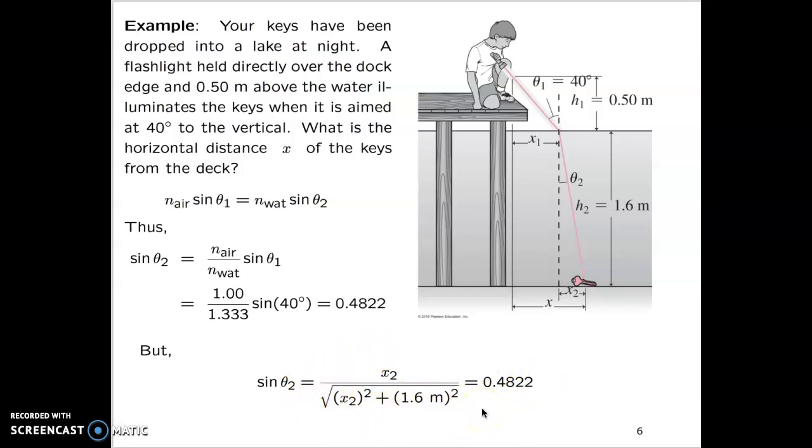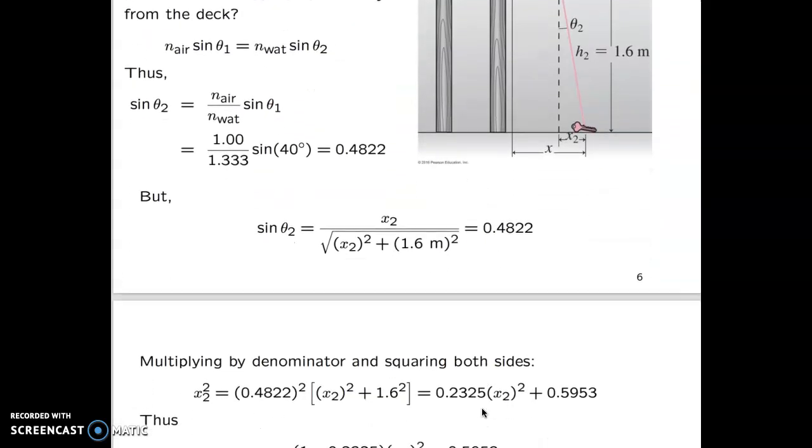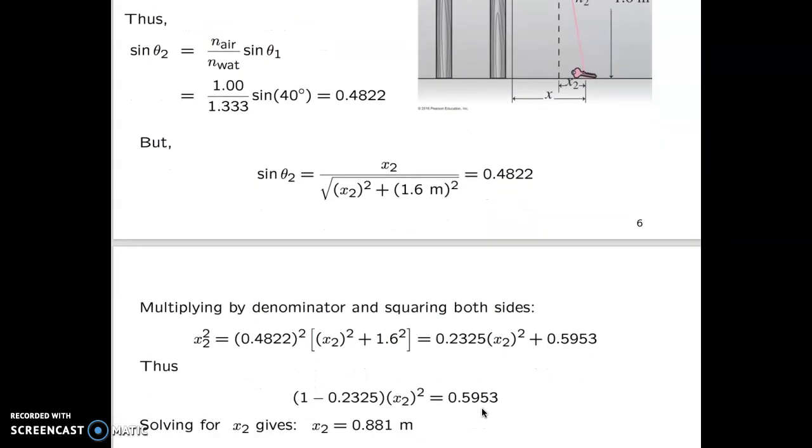So what this equation gives us is one equation and one unknown. So all you have to do is to solve that equation, one equation for the one unknown, and you have it. Okay? So don't worry about the sine of theta 2 anymore. We have this ratio is equal to 0.4822. Multiply both sides by the denominator, that's the square root of the sum of the two squares here. And then take the square of each side of the equation.